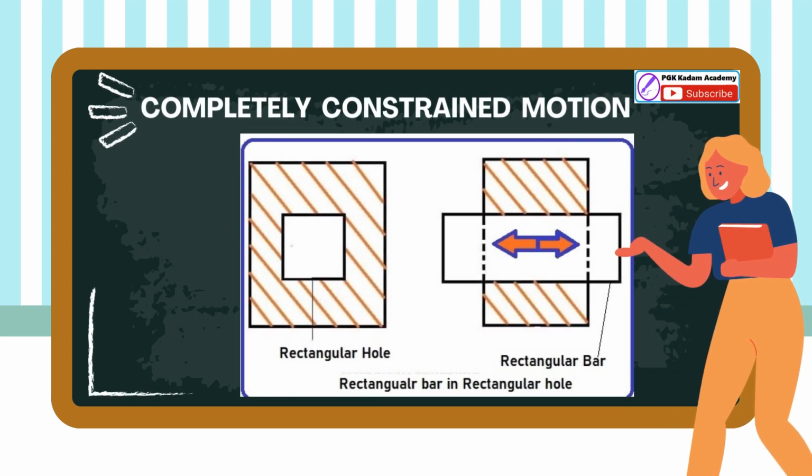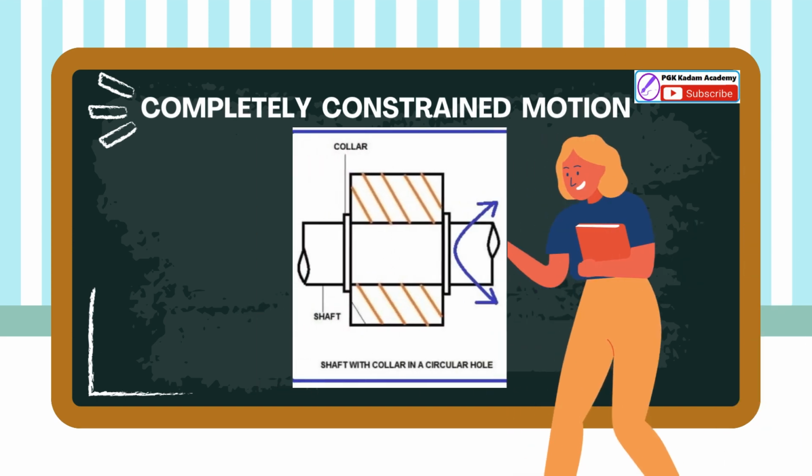Completely constrained motion. Completely constrained motion is when the motion of the pair is limited to one direction, irrespective of the direction of the applied force. For example, a rectangular shaft moving in one direction in a rectangular hole is a completely constrained motion.